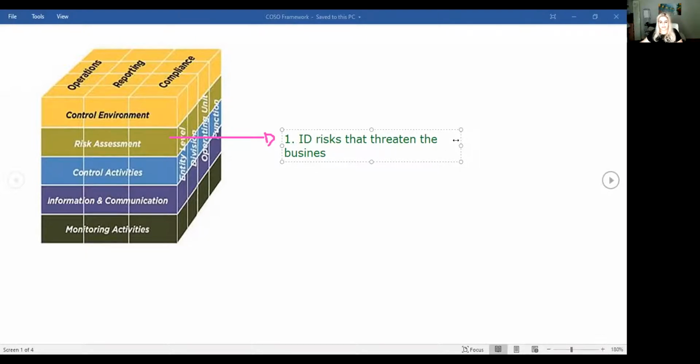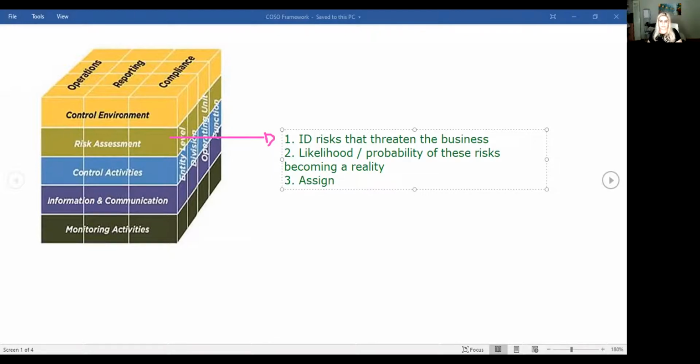All right. Step two is we need to assess the likelihood, or in our case, the probability of these risks becoming a reality. And then the next step is going to be assigning our maximum loss, or understanding what our potential loss could be. And finally, the next step after that is to act to mitigate those risks. And that in turn, mitigating these risks will tie back to our next step in the model, which is control activities.